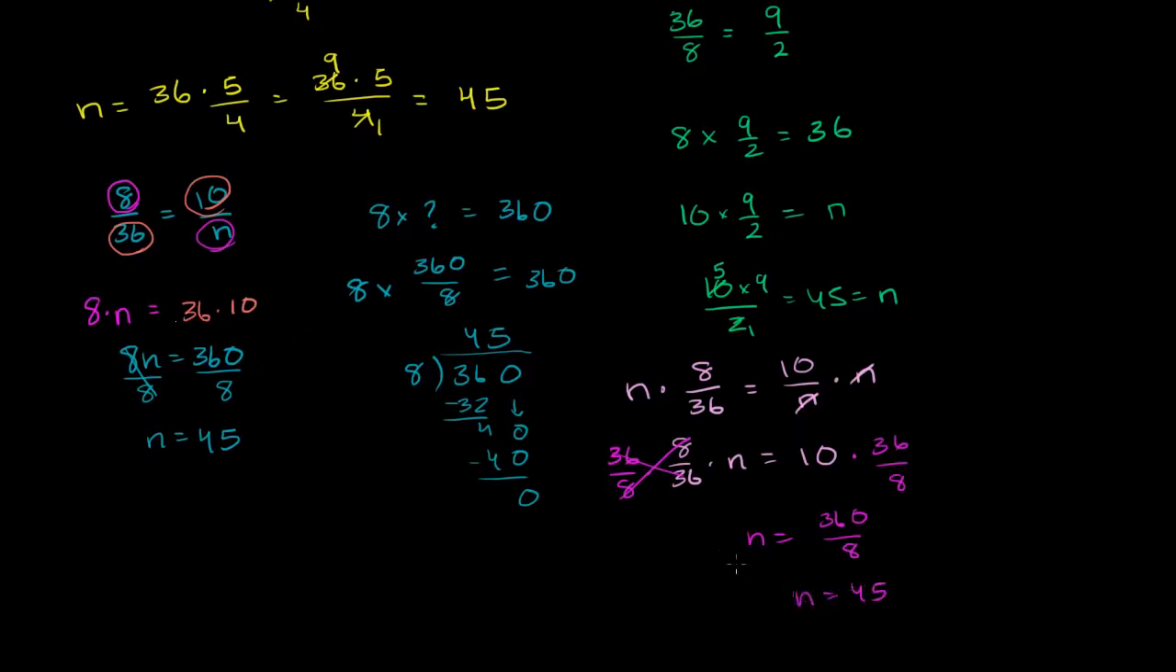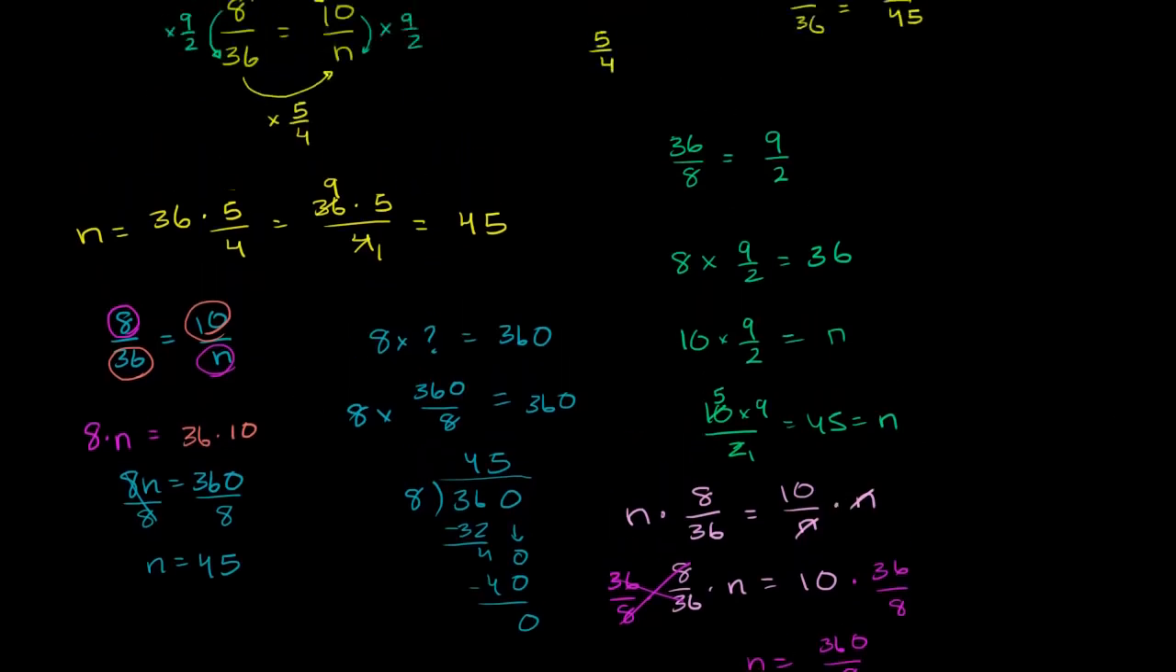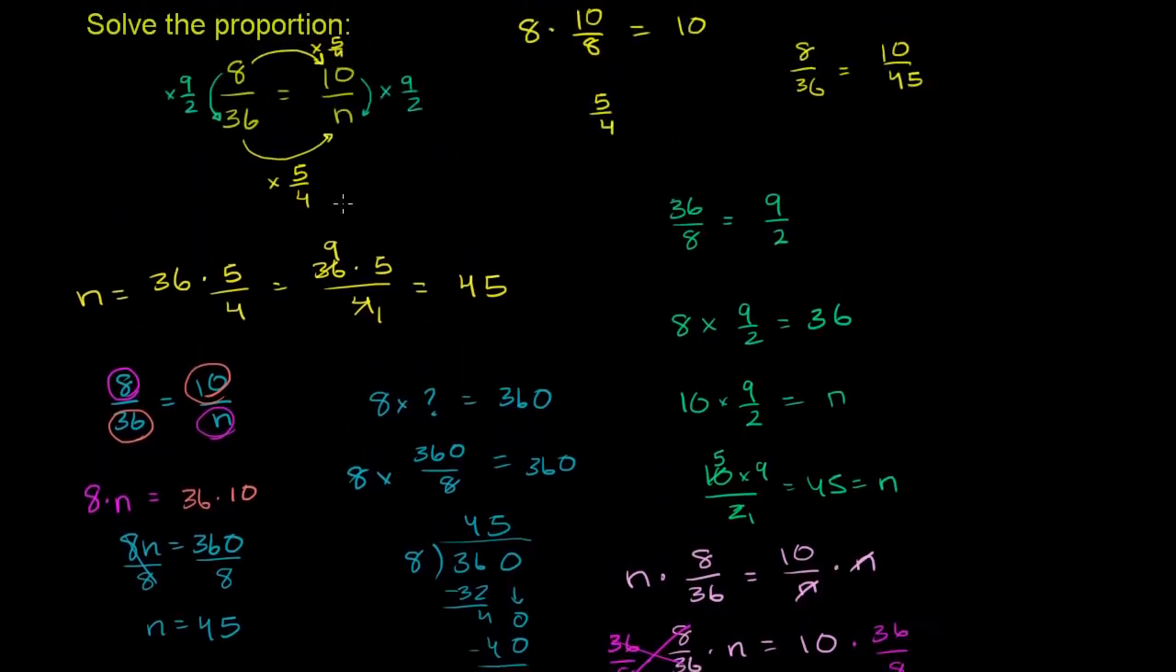So those are all different ways to solve this proportion. Probably the most obvious way, or the easiest way to do it in your head, was either just looking at what you have to multiply the numerator by and then doing the same thing to the denominator, or maybe by cross multiplication.